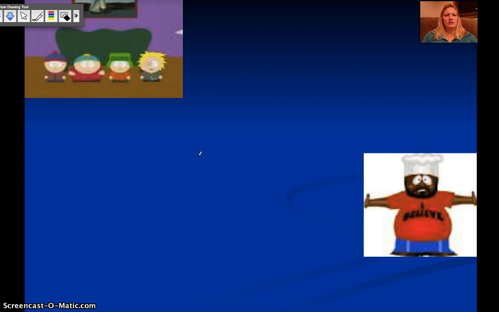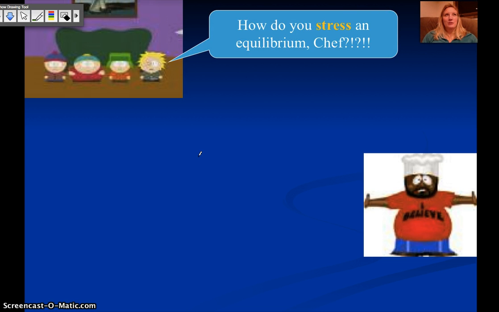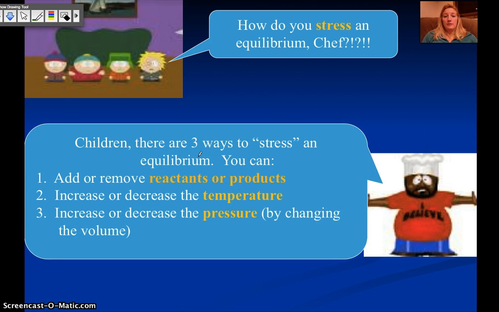So you might be thinking to yourself, stress on an equilibrium, stress on a chemical system, what kind of stresses are there? Well, there's three main types of stress that you can do on an equilibrium system. You can add or remove reactants or products. So put some in, take some out, and that's going to affect what happens in that reaction.